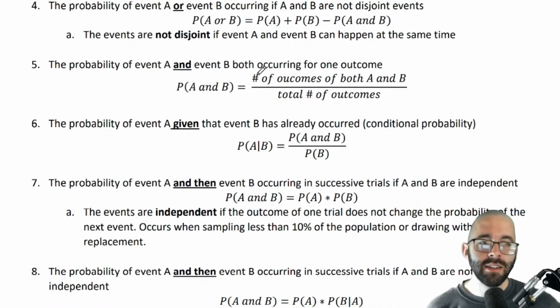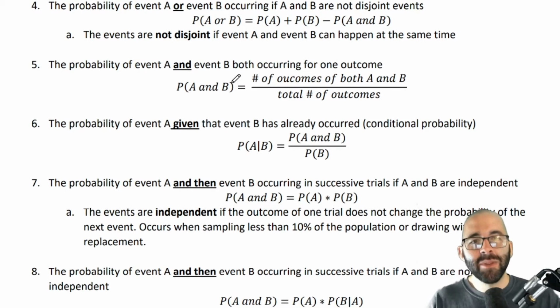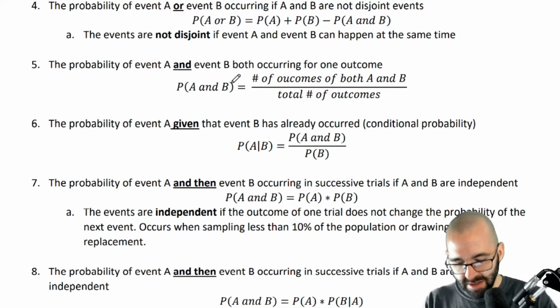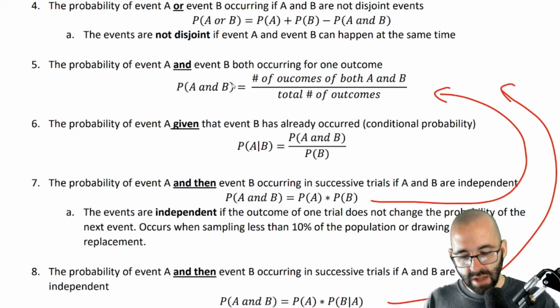Similarly, and is multiplication. Multiplication is if we want two things to happen, usually one and then the other. So you can look at it as the number of outcomes in both A and B divided by the total number of outcomes. Or you can also use this formula if they're independent. And if they're not independent, you can use that formula.